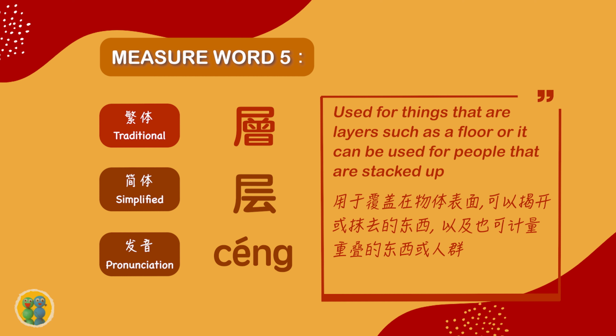The fifth measure word is 层. 层 is used for things that are layers, such as a floor, or it can be used for people that are stacked up.